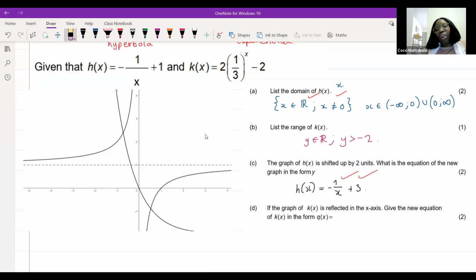And then it says, if the graph of k of x is reflected about the x-axis, give the new equation of the graph. Now, here is my x-axis, guys. This is my x-axis. There was already +1 there. So if I shift my whole graph up 2 units, 1, 2, there's where my new asymptote is going to be.